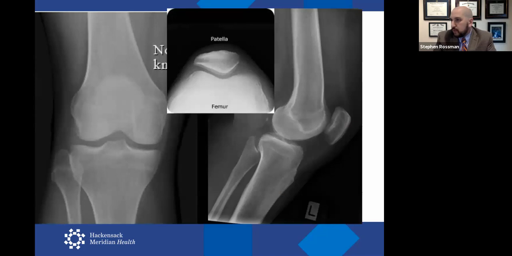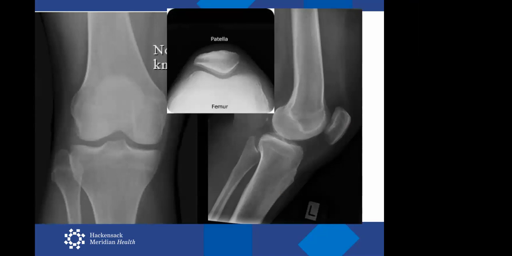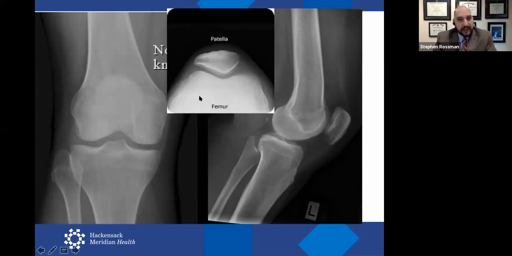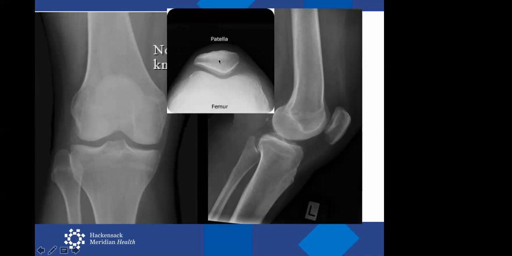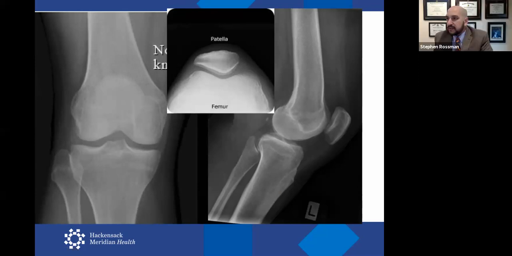This is a normal view of some of the x-rays that most people will get of the knee. This center picture with the patella is called a sunrise view. That's literally the kneecap that you're seeing, like the sunrise over the horizon, so that's why it's called that. And we can see the joint space.